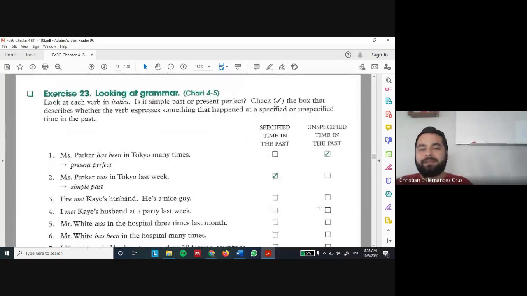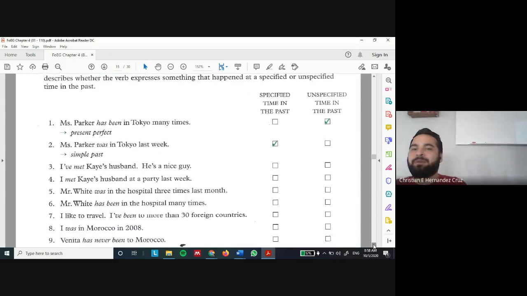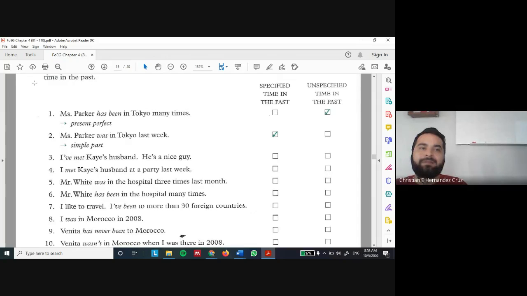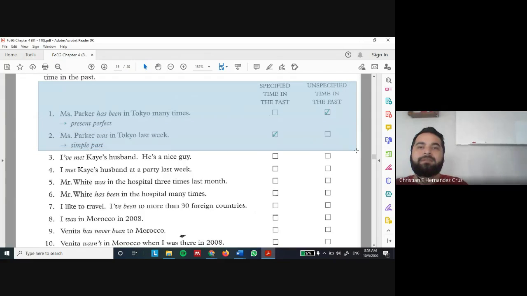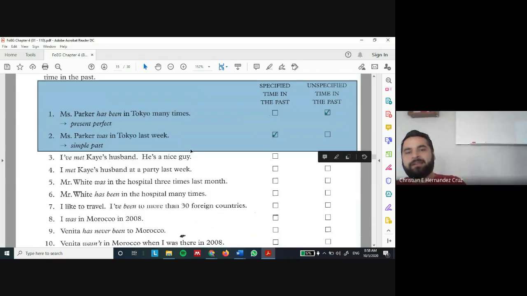So let's keep looking at specific versus unspecific. Let's take a look at each verb that is italicized. So aquí, okay. Is it simple past or present perfect? Check the box that describes whether the verb expresses something that happened at a specific or not specific time. Vamos a ver esto con un poquito más calma, porque those instructions are kind of confusing. So ya tienen dos regaladas, which is what I highlighted here.